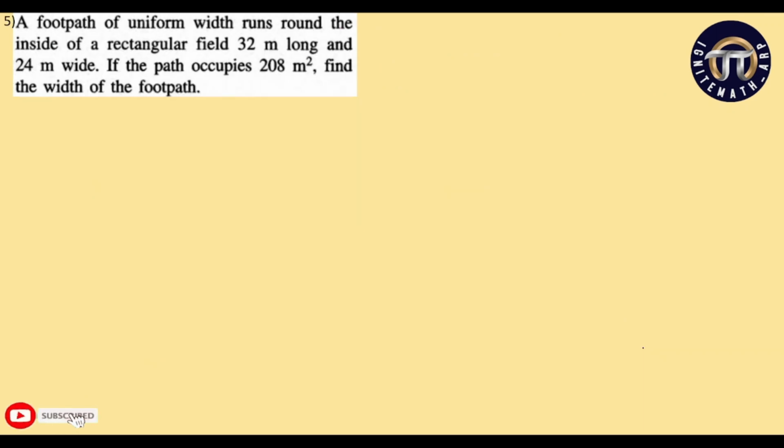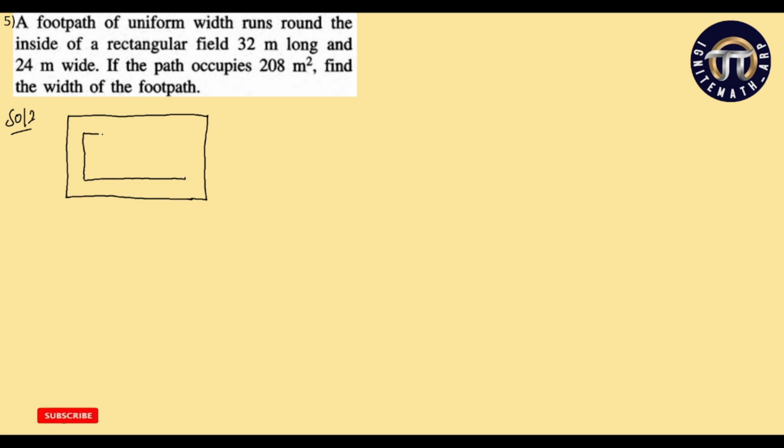Question number 5. A footpath of uniform width runs around the inside a rectangular field of 32-meter long. Now let me draw a rectangular field over here. Be very careful, children. This is our rectangular field. Okay, so there is a footpath, right? So it is running inside, so footpath is running inside, and you have a rectangle interior to the original rectangle. Clear, children? This is our footpath, this is the footpath what they are talking about.